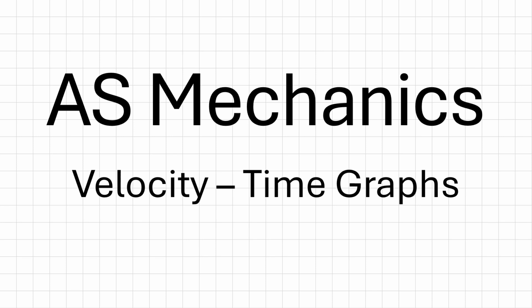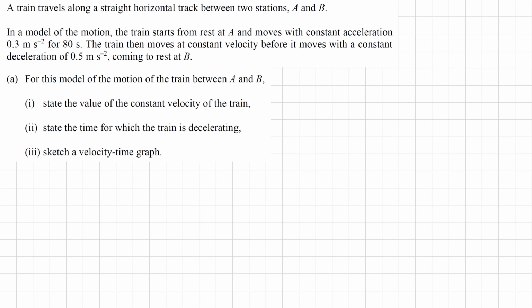This is an AS Mechanics question on velocity time graphs. A train travels along a straight horizontal track between stations A and B. In the model of the motion, the train starts from rest at A and moves with constant acceleration 0.3 meters per second squared for 80 seconds. The train then moves at constant velocity before it moves with a constant deceleration of 0.5 meters per second squared, coming to rest at A.